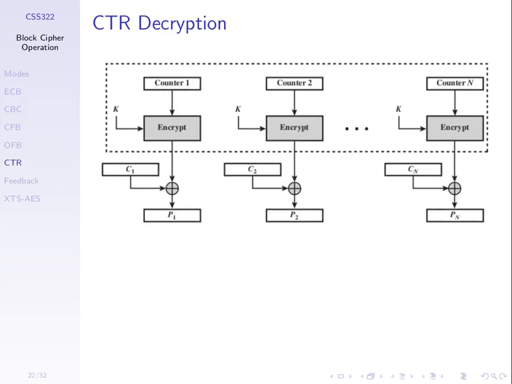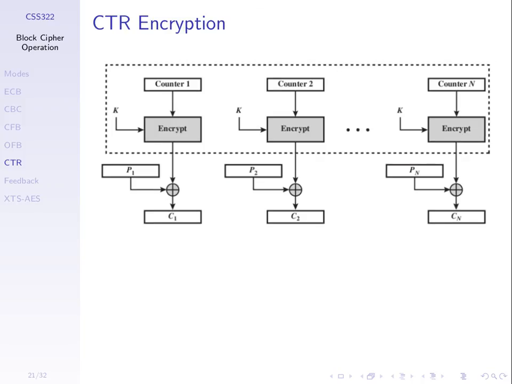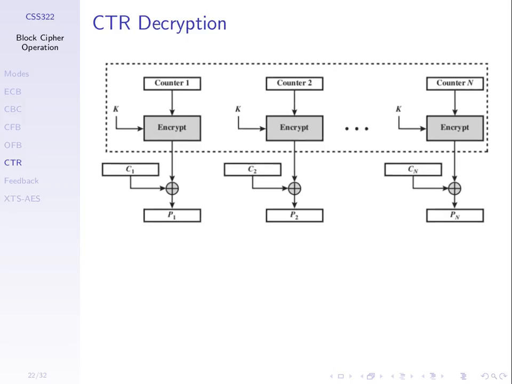Look at decryption. What's the difference? Nothing in terms of the algorithm. Encryption, we take the counter, encrypt, then XOR with P1. Decryption, take the same counter, encrypt, and XOR with C1. Again, this is using that property of XOR. And we'll get the original plaintext. So this is another advantage, that encryption and decryption are the same operations.